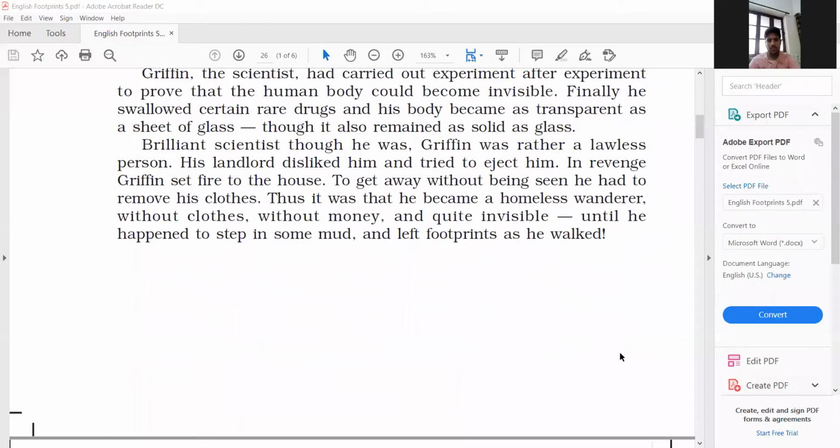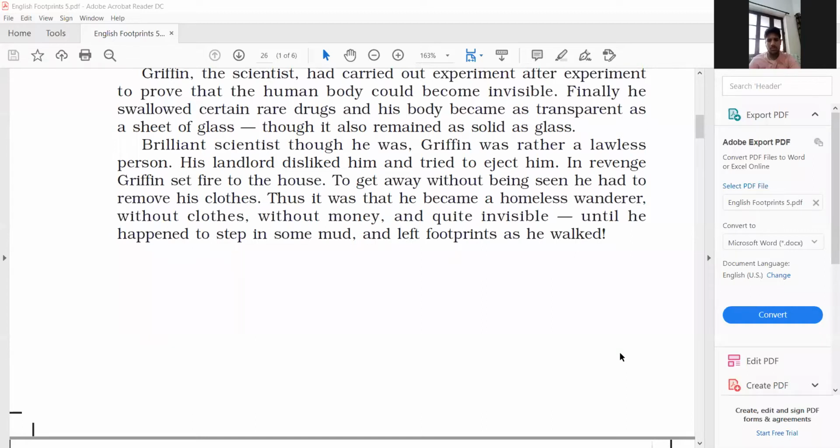Brilliant scientist though he was, Griffin was rather a lawless person. See, this person was a brilliant scientist, but he was lawless. He broke the law. He was not a very law-abiding person. He had developed this power, and he wanted to keep it a secret. In the process, he had hurt many people. He had done many wrong things. That is why he had become a lawless person.